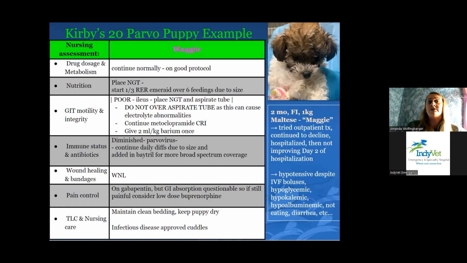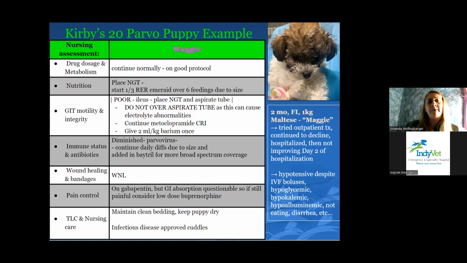We're making sure not to over aspirate this tube because she's so small, because we can cause other problems. Continuing that metoclopramide as a prokinetic, and then barium to help coat her GI tract and hopefully get some of her ileus under control. Her immune status and antibiotics, horrible. She has parvo, so due to her size, we're just doing daily diffs and then added Baytril on.